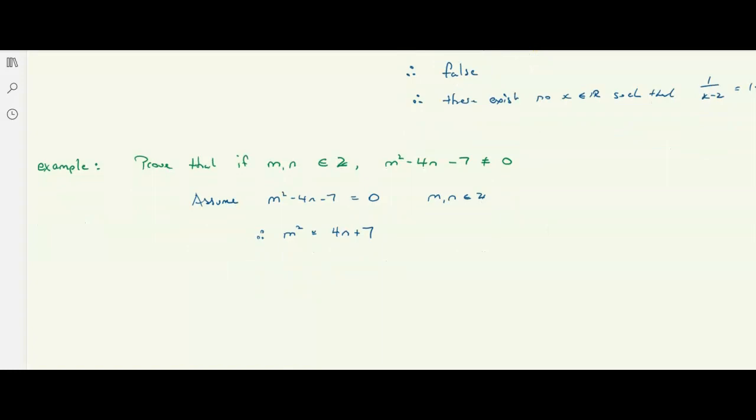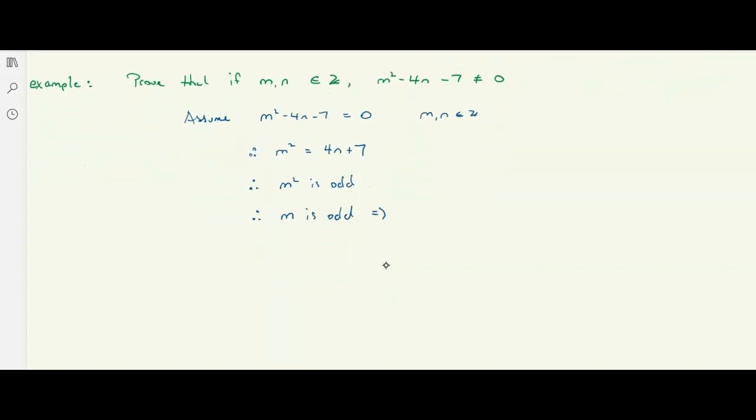So what does that mean? Hopefully we're picking up that we're looking for odds and evens, and they're key components to these. So 4n plus 7 is odd, because 4n is even, and we're adding even and odd. Therefore m squared is odd, and if m squared is odd, then m is odd. And once we've established that something is odd, we say, let's write it as an odd number, 2k plus 1.